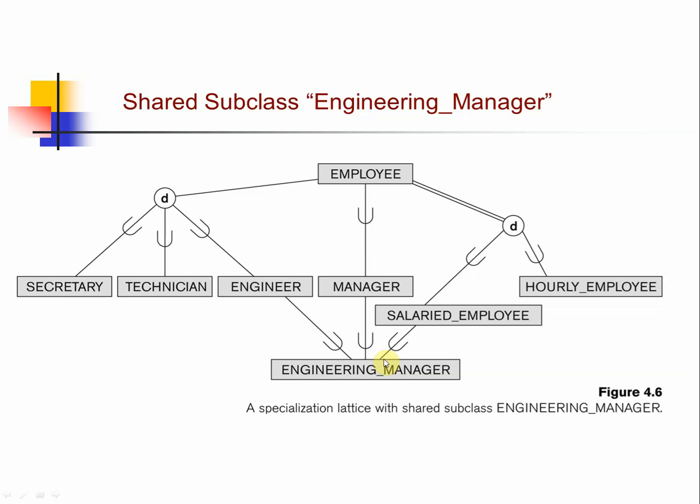As long as you have one, then the whole thing is not a tree structure, so it is not a hierarchy. This is a lattice. If I'm asking what are the attributes describing the engineer manager, it will be all the attributes coming from the employee, plus the local attributes of the engineer, plus the local attributes of the manager, plus the local attributes of the salaried employee, plus the local attributes of engineer manager. And this is a good example to show you what is a hierarchy versus what is a lattice.